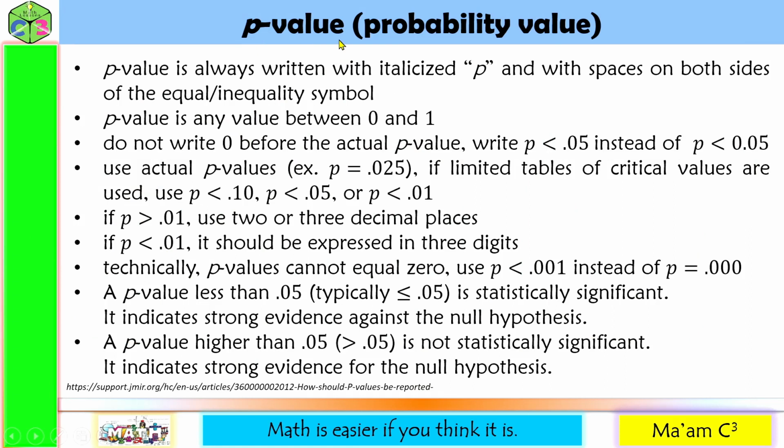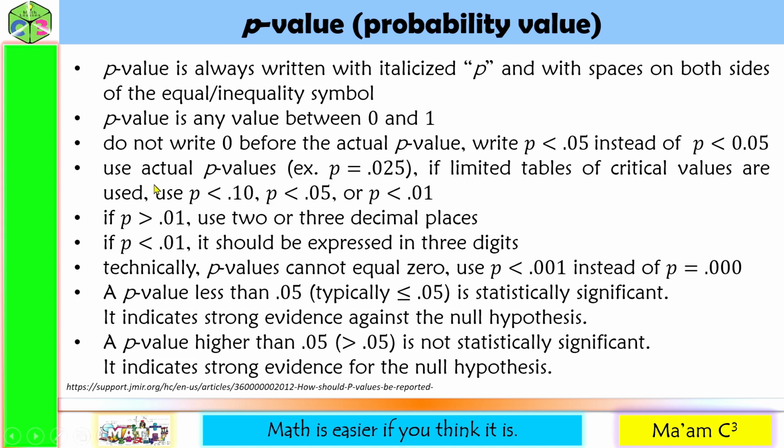P-value is the short for probability value. It is always written with italicized p and with spaces on both sides of the equal sign or the inequality symbol. It is a value between 0 and 1. In writing, we do not write 0 before the actual p-value. Example, we should write p is less than .05 instead of p is less than 0.05. So we do not write 0 in front of the decimal point.